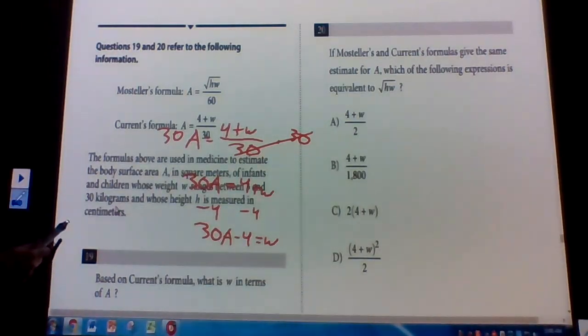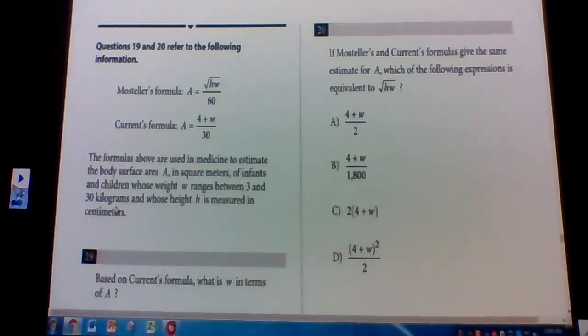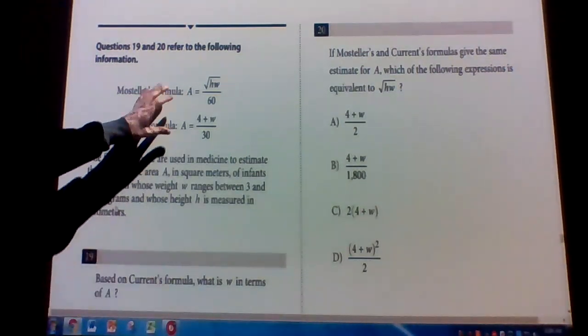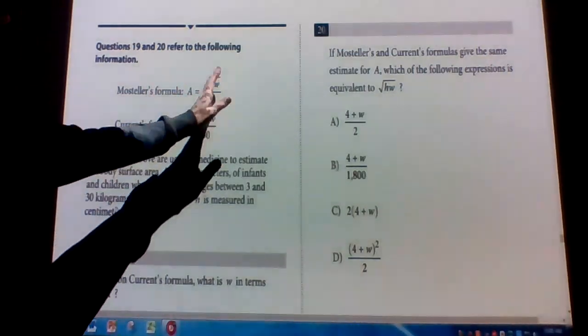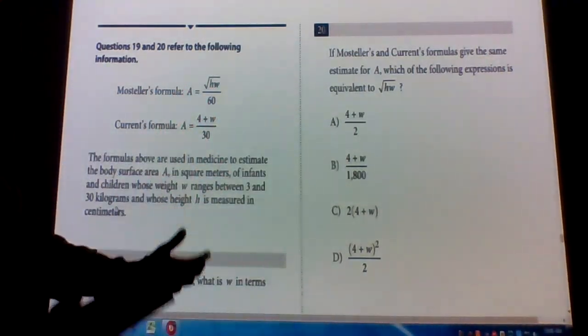Mosteller, I don't know how to say it. Mosteller's and Current's formulas give the same estimate for A. Which of the following expressions is equivalent to square root of HW? So if they give the same estimate for A, that means they are equal to each other. So we're going to use the transitive property here. Since they're both equal to A, they're equal to each other.